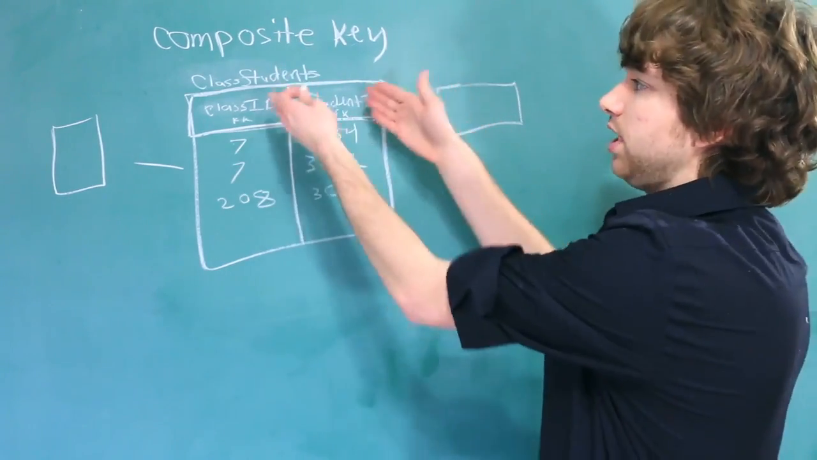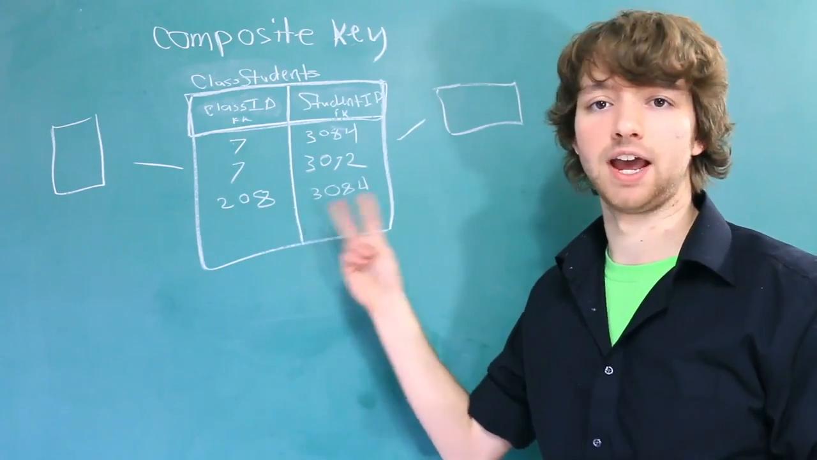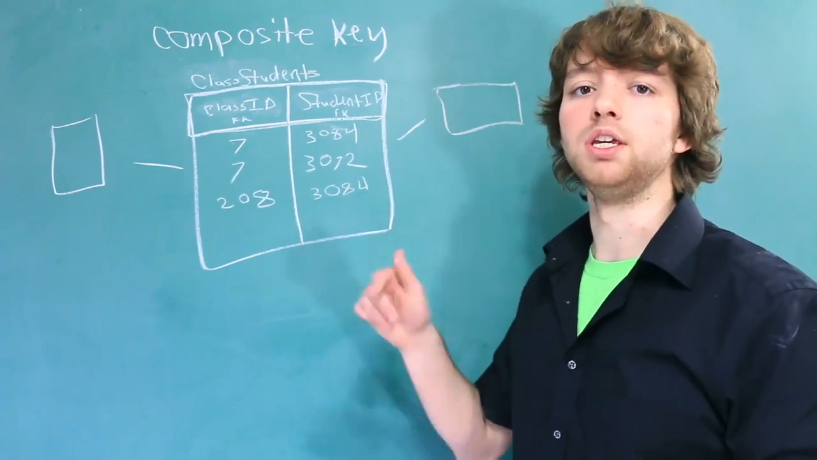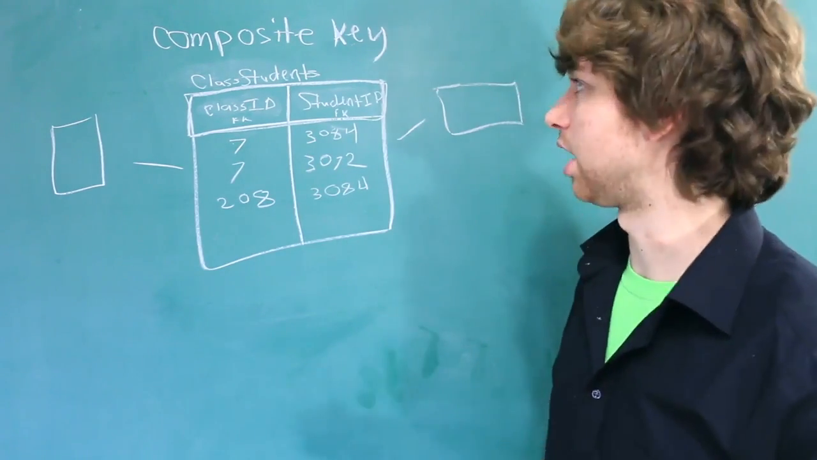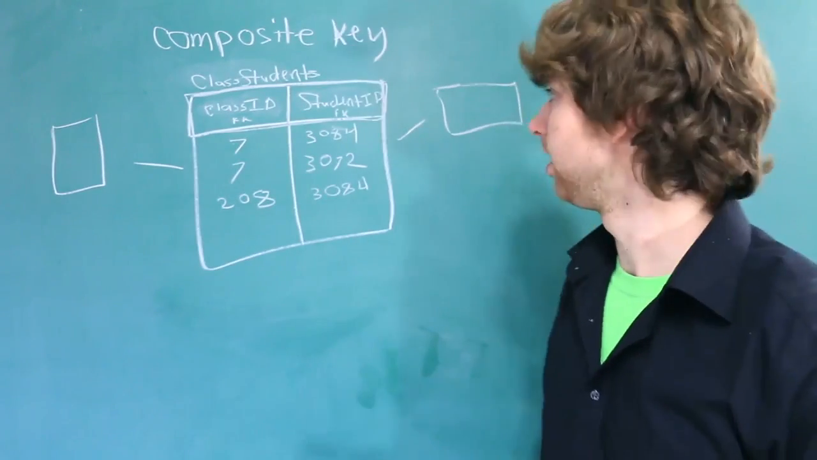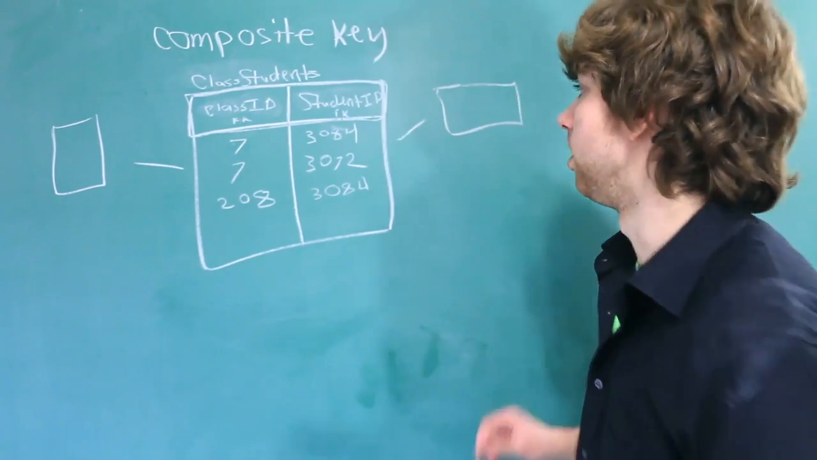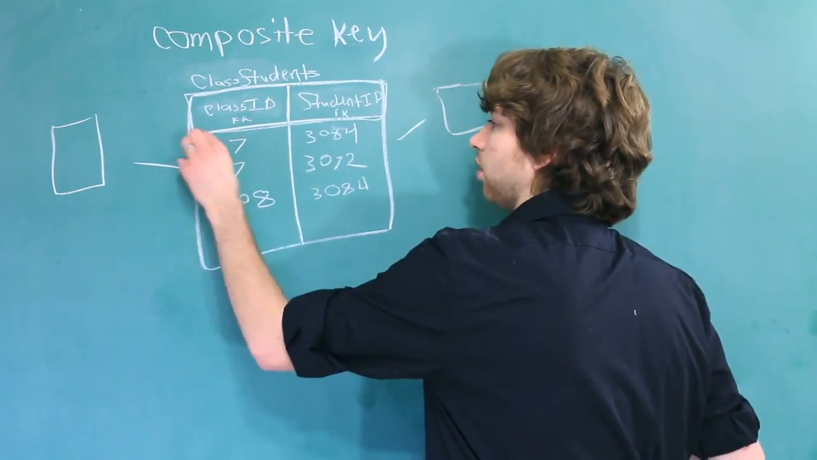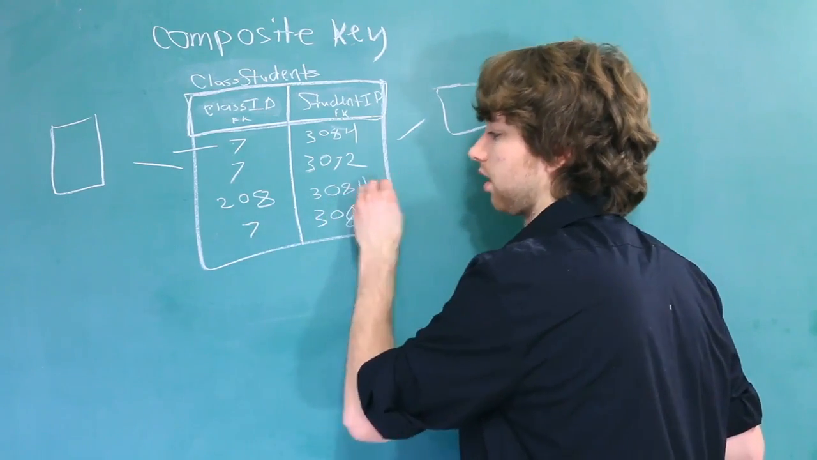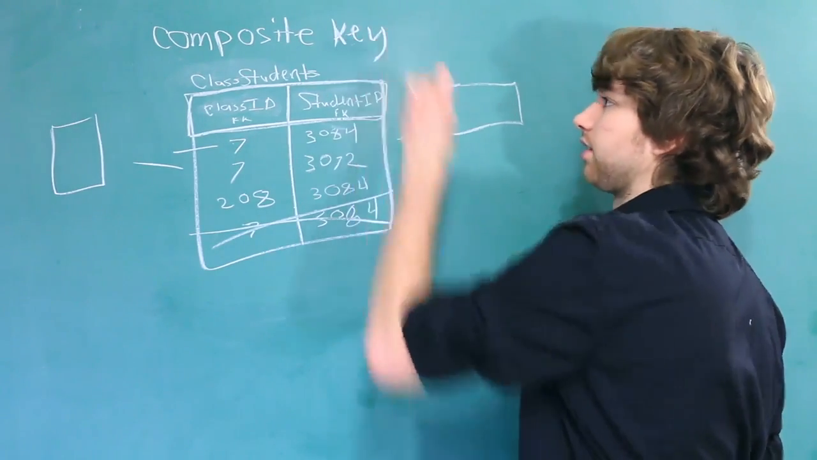If we made both of these IDs a composite key, the combination would have to be unique. So 7 and 3084 could only be in there one time. So then I could tell you, hey, grab me the row with the class ID of 7 and the student ID of 3084. And you would know it's always going to talk about this row. That's because we're not allowed to have repeating data. This would not work.